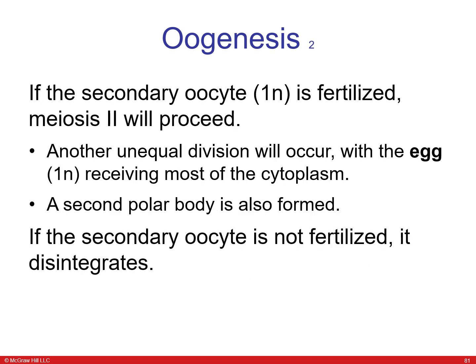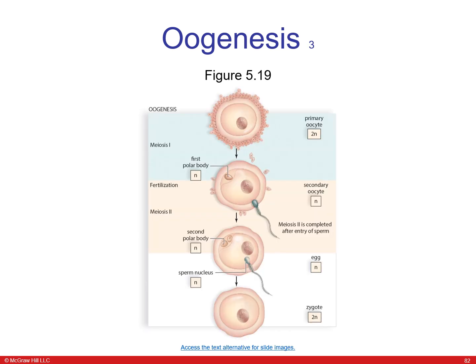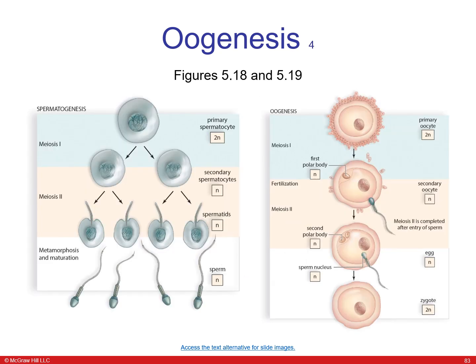If the secondary oocyte is fertilized, meiosis 2 will proceed. If the secondary oocyte is not fertilized, it disintegrates. Here's a diagram for oogenesis.